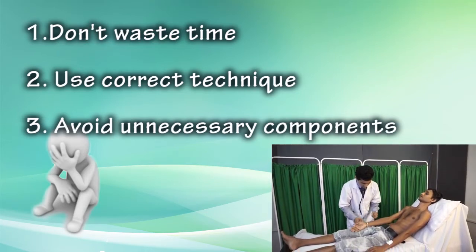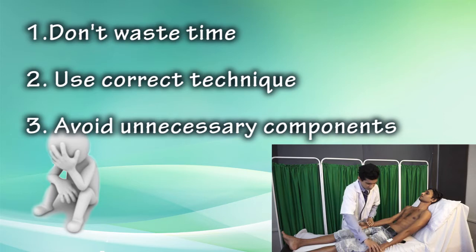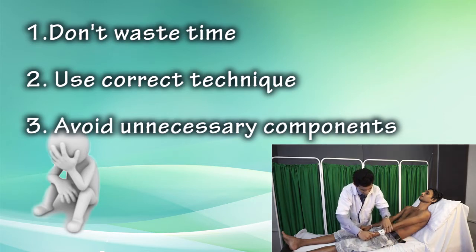Here, the candidate starts examining the pulses from the right radial pulse. He used the correct technique, but he goes on counting pulses for nearly a minute or so. This is unnecessary, and you have to remember the total time available for the cardiovascular system examination is about 3 to 4 minutes. You have to finish pulse examination maximally within 1 minute.